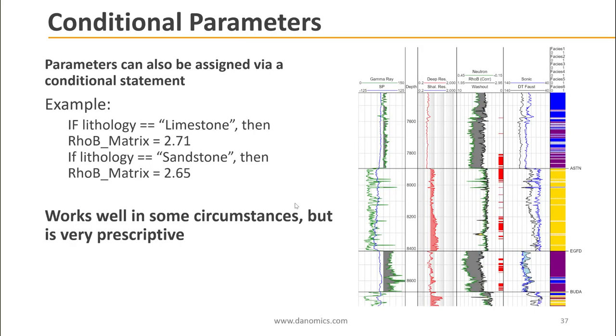And then finally, you can look at something like conditional parameters. So you can set parameters via some conditional statement. Let's say, for example, we have a facies log like we see here. You could say something like, if it's limestone, then set our matrix density at 2.71. If it's sandstone, then 2.65. If it's dolomite, then 2.87, and so on and so on.